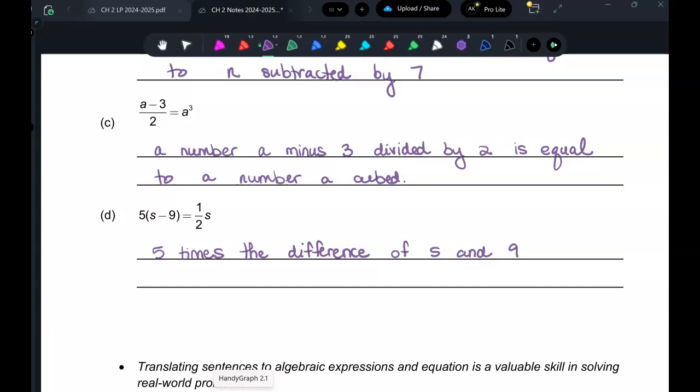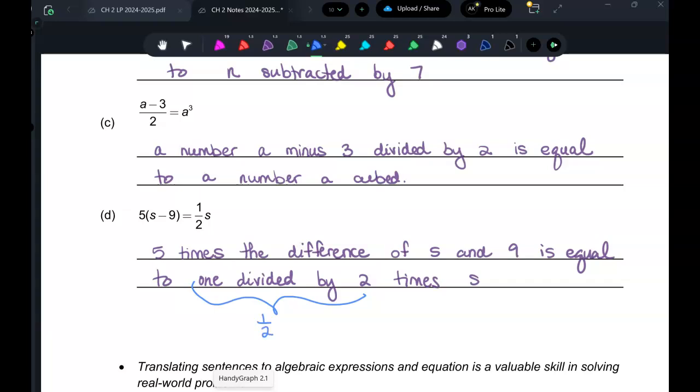Is equal to 1 divided by 2 times S. There you go. Nice job. So both of those would be fine. If you want to write 1 divided by 2, or if you want to just keep it simple and write 1/2 as the number 1/2.